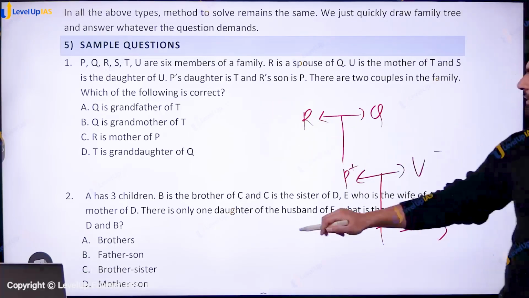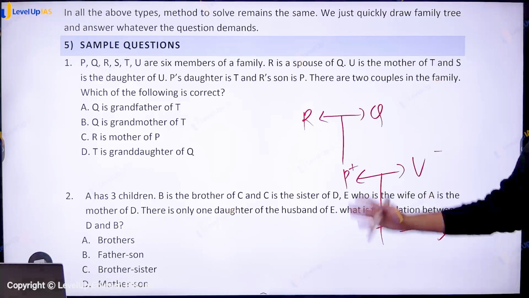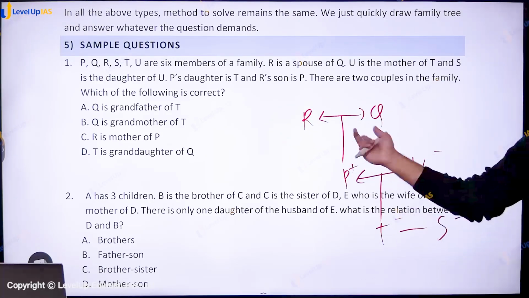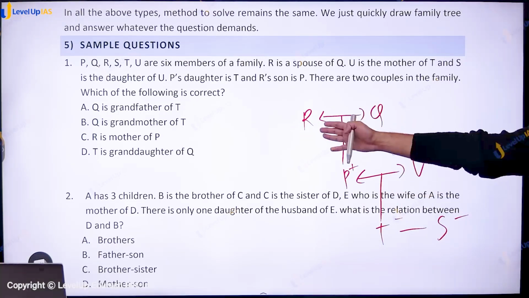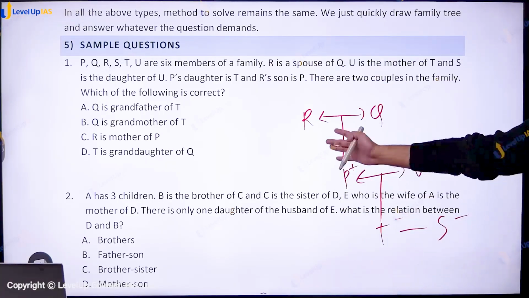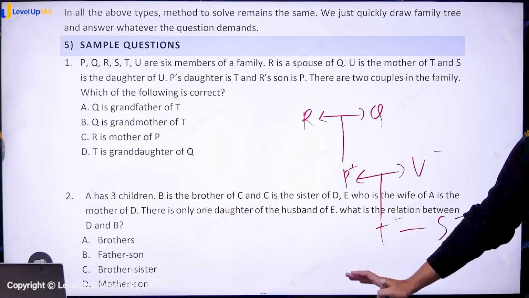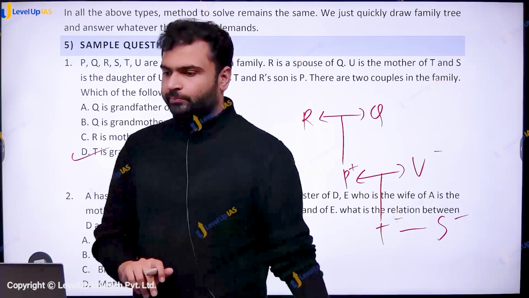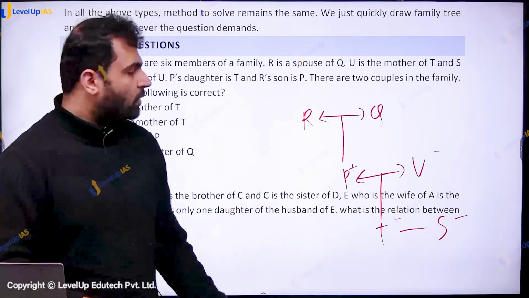We have Q is grandfather of T, Q may be grandmother also, we don't know the gender. Q is grandmother of T, that also we don't know. We don't know the genders of R and Q. R is mother of P, no, we don't know the gender. Lastly, T is granddaughter of Q, that is sure. Q can be grandfather or grandmother, T will be granddaughter, that is absolutely no doubt. The answer here is D. Yes, Abhishek, correct.